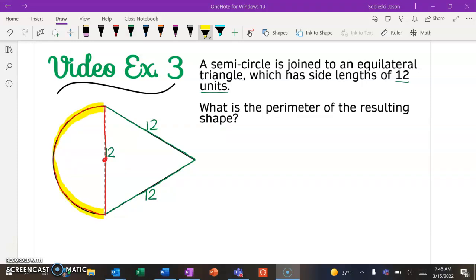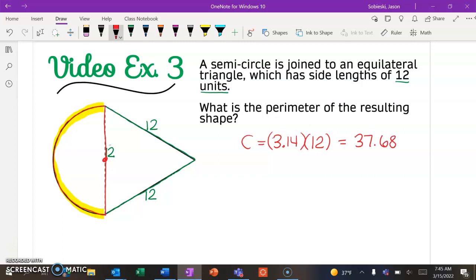Okay, and of course I want to include this 12 that we're not going to count, because if you look, it's actually the diameter of this circle. So we're going to use that to find the circumference. So let's plug it in. C equals 3.14, pi, times the diameter, which we said was that 12. And that's going to be equal to 37.68.